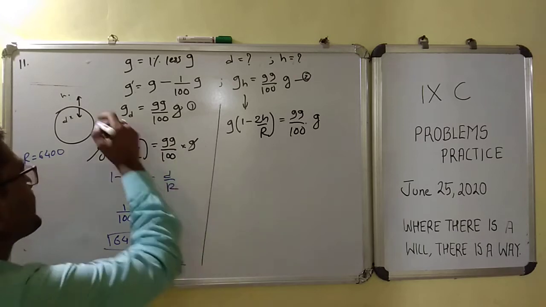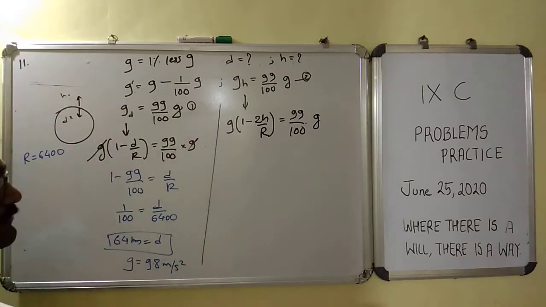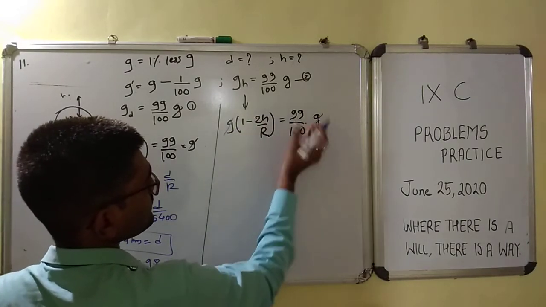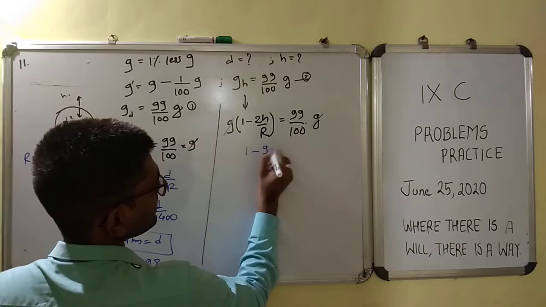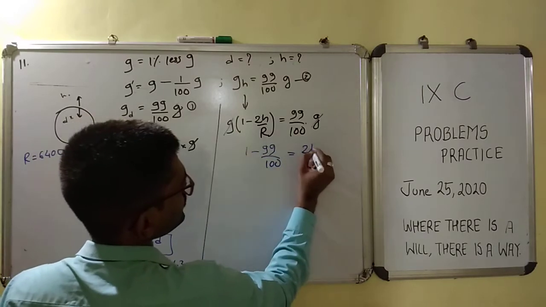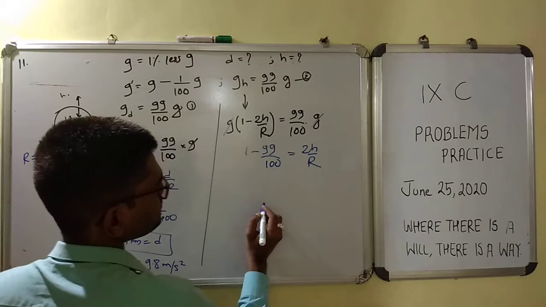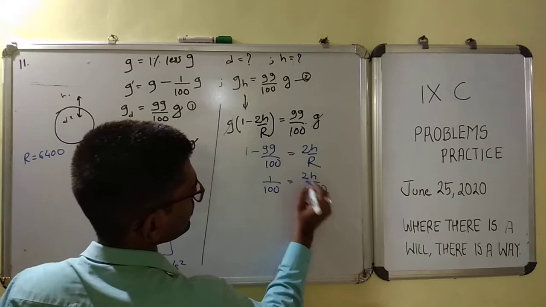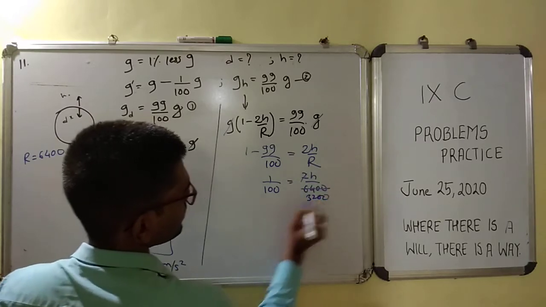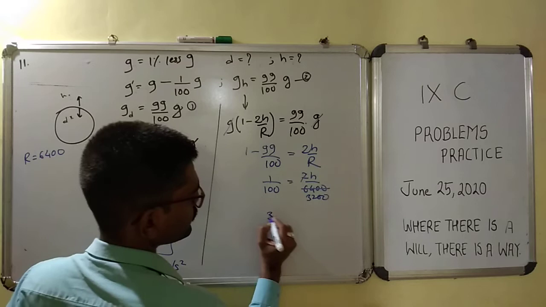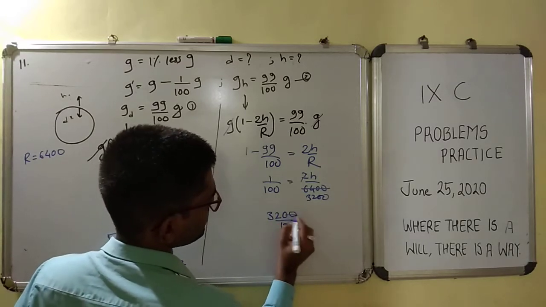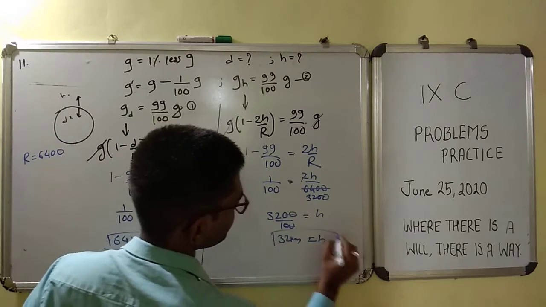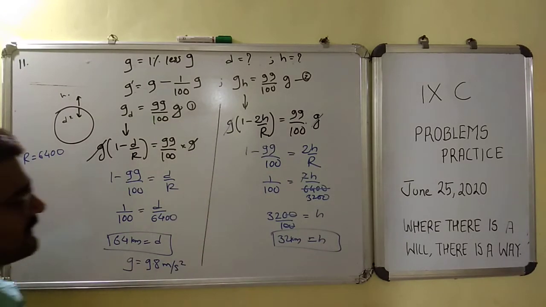Now a similar reduction in gravity will happen at a certain height. What will that height be? Solving this formula you have written, taking the 99 to this side, 1 minus 99 by 100 becomes 2h by r. Solving again, this becomes 1 by 100 equals 2h upon 6400. Two 32s are 64, so 32 taken here, 32 upon 100 is 32 hundred upon 100. So h becomes 32 kilometers.